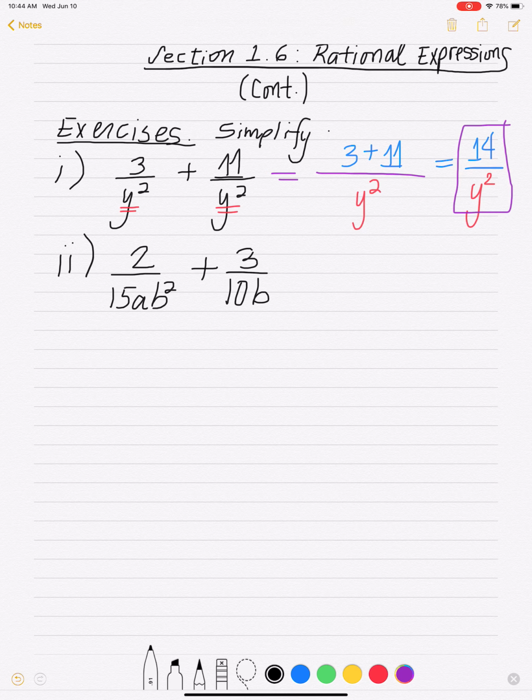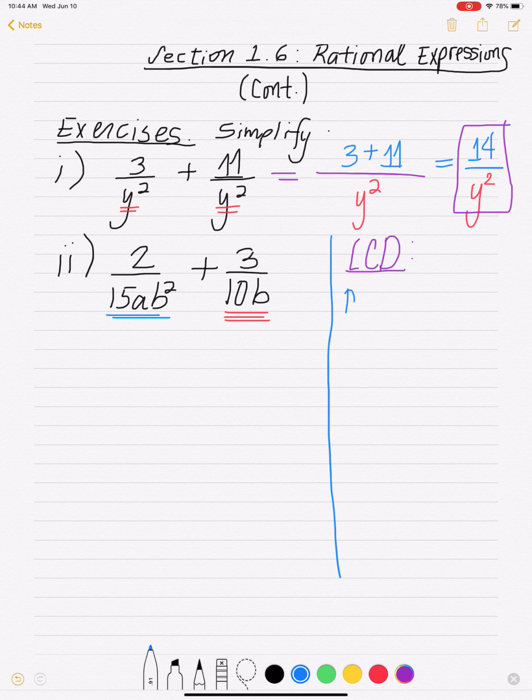So here we're trying to add two fractions, and the denominators are quite different. The first denominator is 15ab squared, and the second denominator is 10b. So remember, you want a common denominator, a least common denominator, if you're adding two fractions. We don't have one, so we're going to have to find it. I'm going to show you procedurally. I know some of you can just figure it out, you're going to say it's 30ab squared, just by looking at it. But we're going to show you procedurally how to do that.